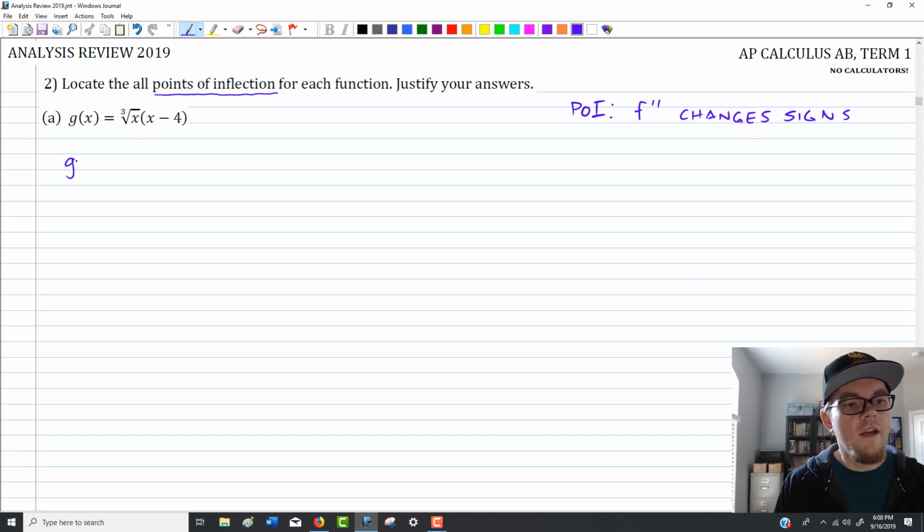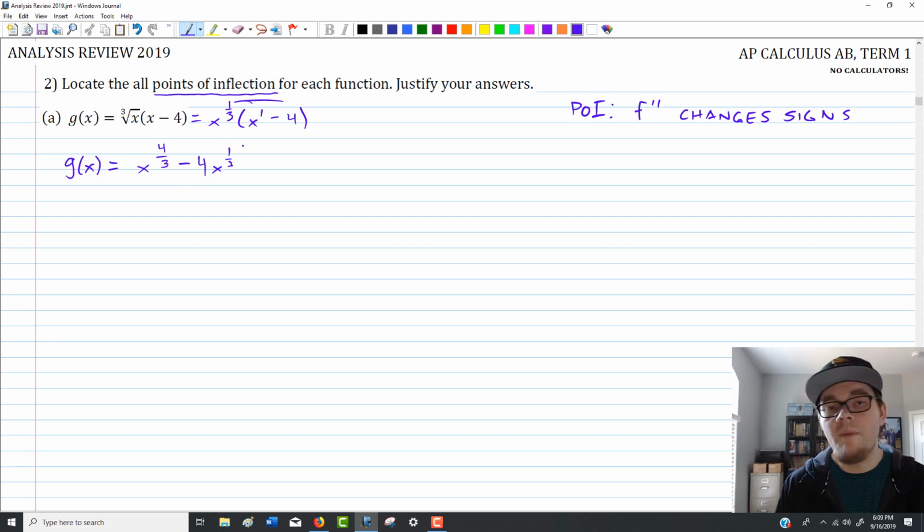So now before we attack g of x, I'm going to cosmetically alter it. I'm going to rewrite this, or I'll imagine this, as x to the 1/3 times x to the first minus 4. I'm going to distribute it in. I'll get x to the 4/3 minus x, minus 4 x to the 1/3. And we'll see if this pays off. Maybe it will, maybe it won't.